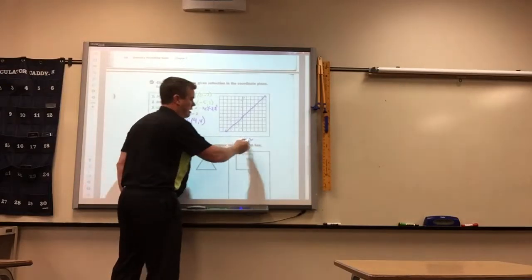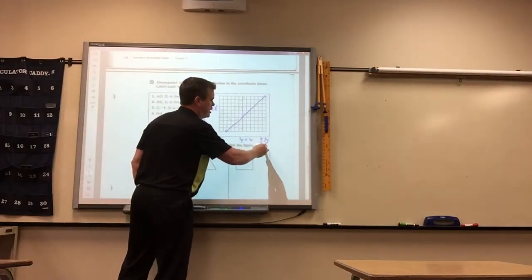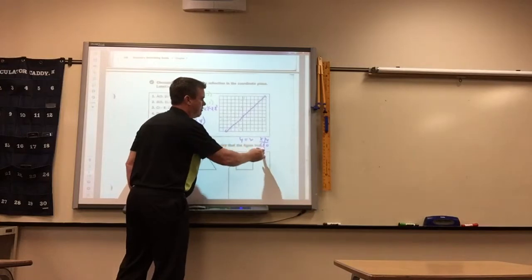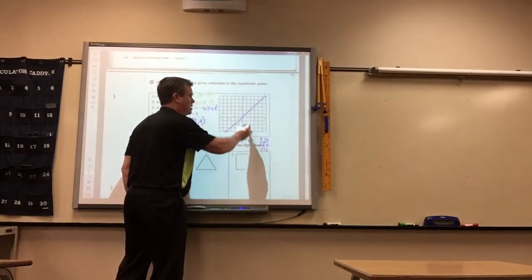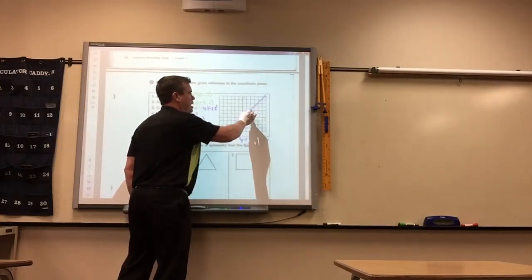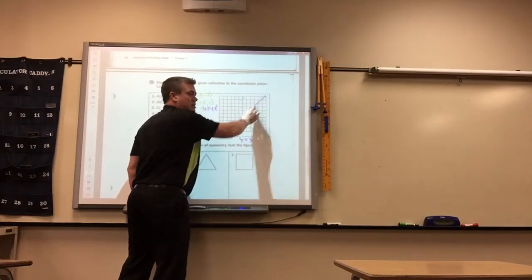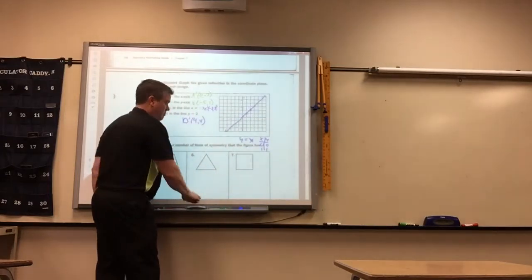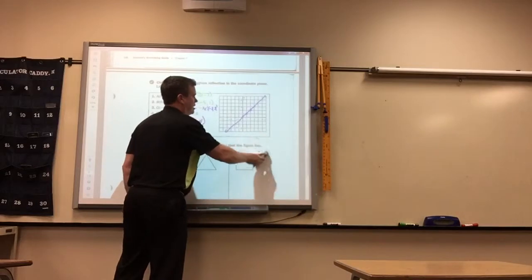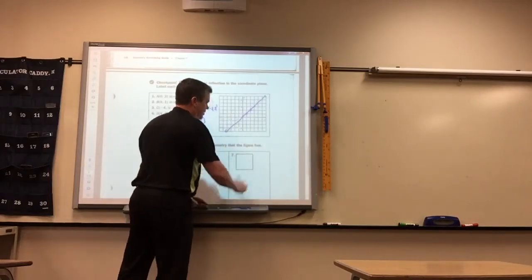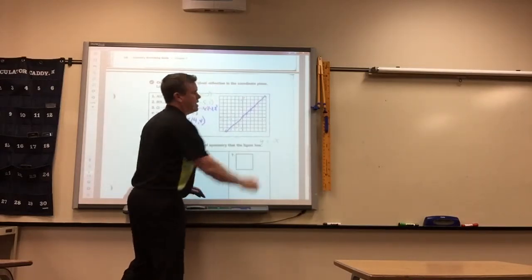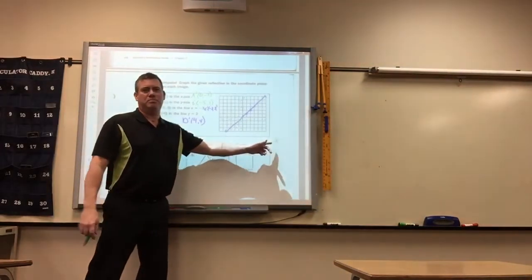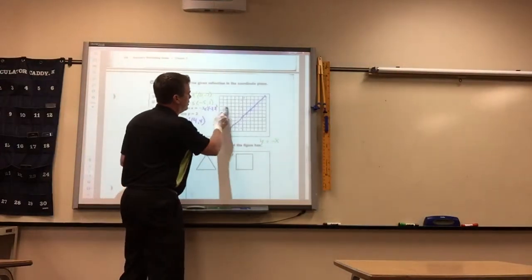Because if x is 0, y is 0 because they're equal. If x is 1, y has to be 1. If x is 2, y is 2. If x is 3, it's the main diagonal. If they throw this line in there, y equals negative x, that has a negative slope. So it's the diagonal going this way.